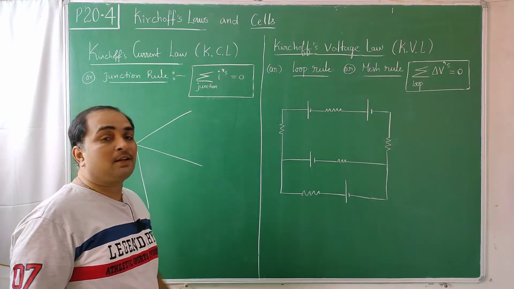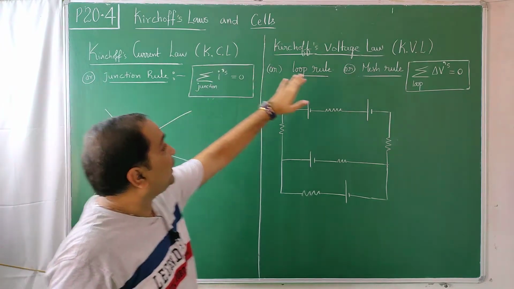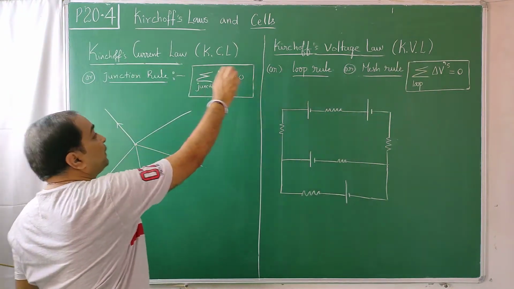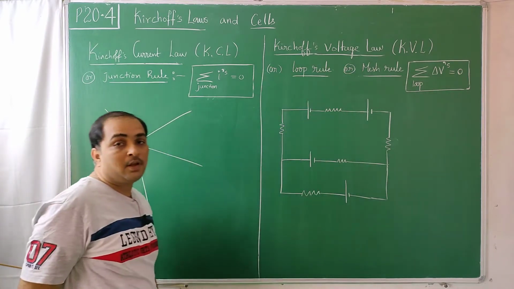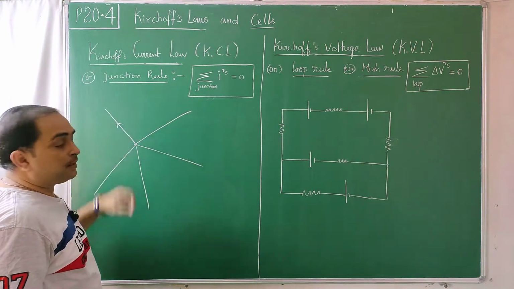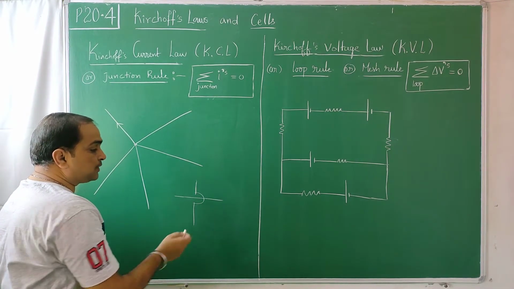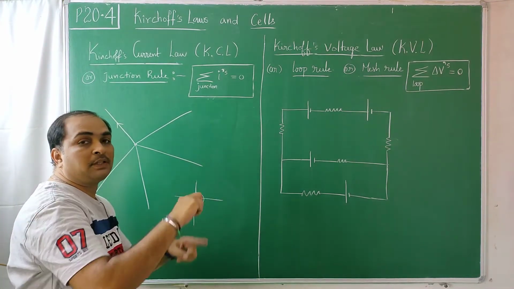Kirchhoff has given two basic laws, KCL and KVL: Kirchhoff's current law and Kirchhoff's voltage law. One we apply at a junction, the place where wires meet. For example, a wire goes like this, called a wire jump. So one wire is going over the other.